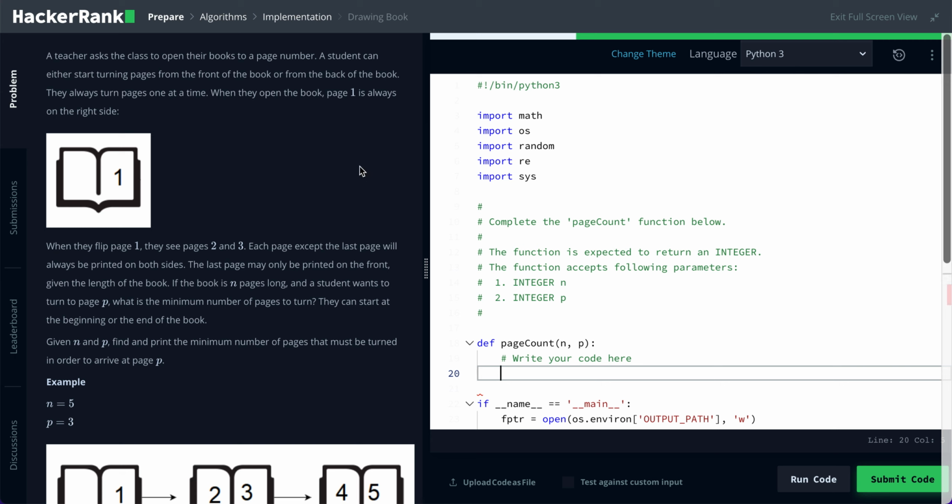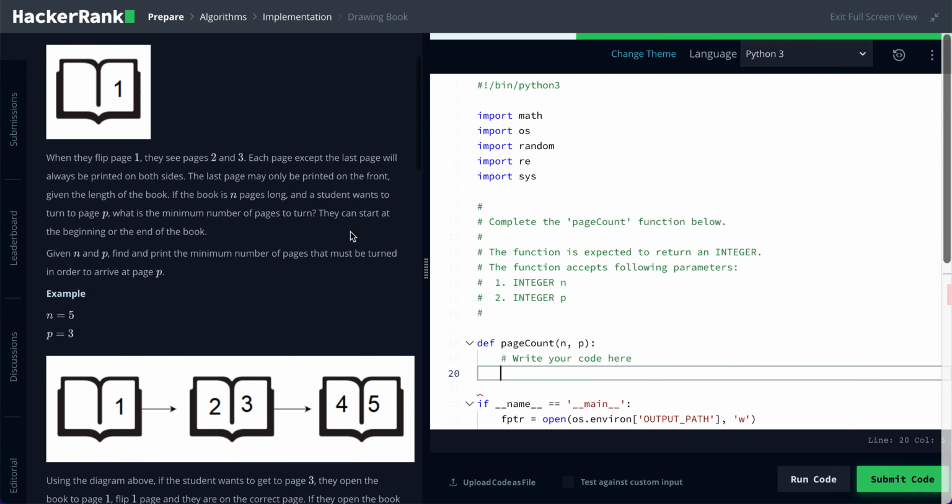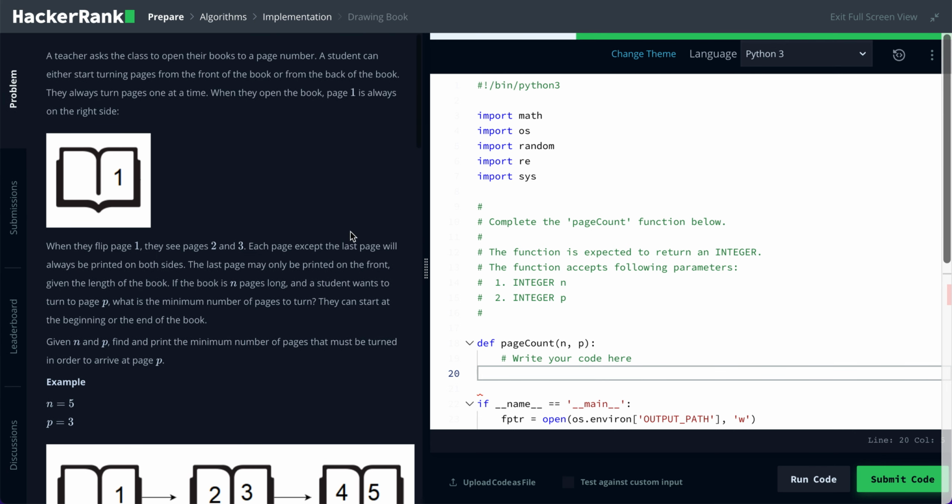Hey, what's up, everybody? In this lesson, we'll be covering the Hackerrank Easy Algorithm Drawing Book. This question is a little complicated, but not too difficult. There's just some logic that might get your brain crisscrossed. But yeah, let's dive into it.